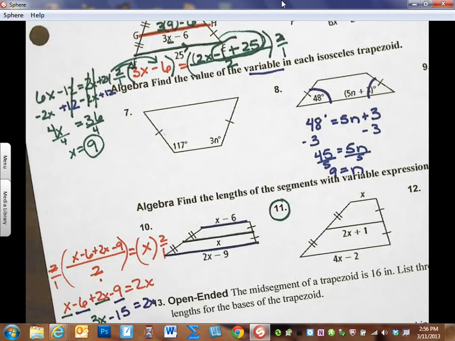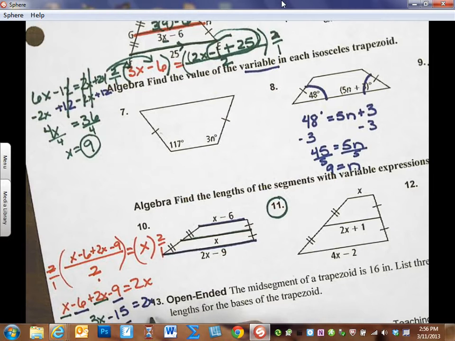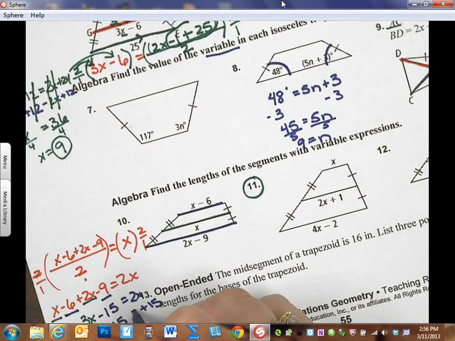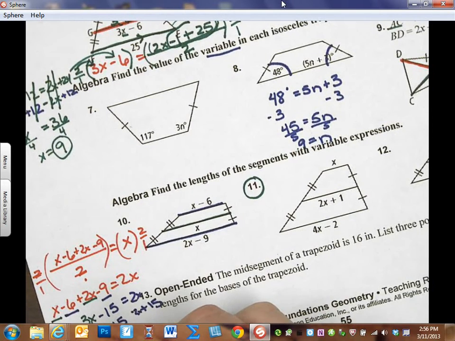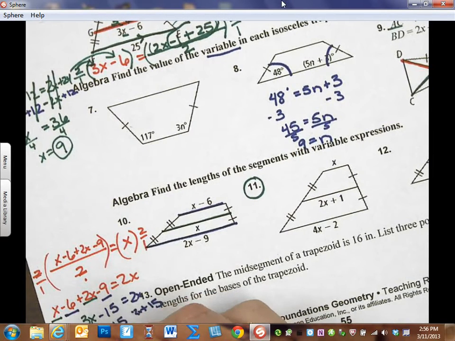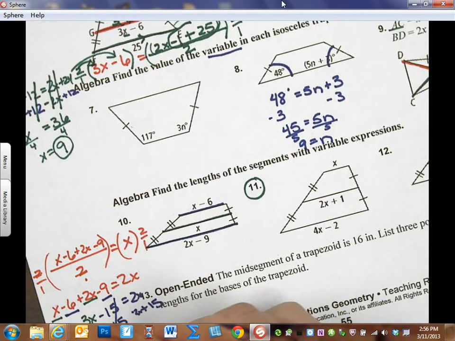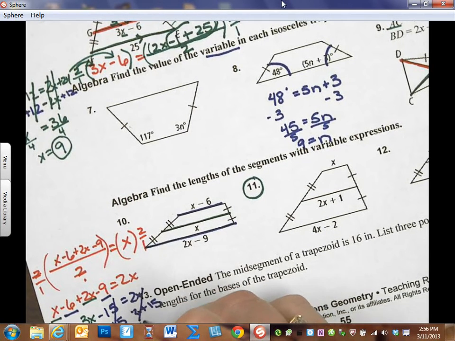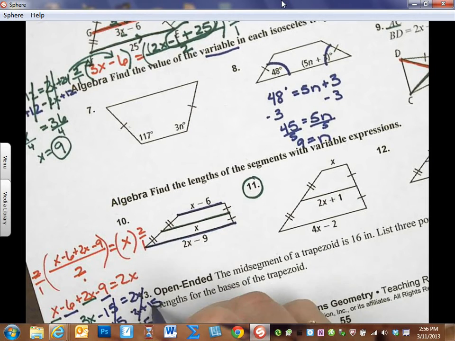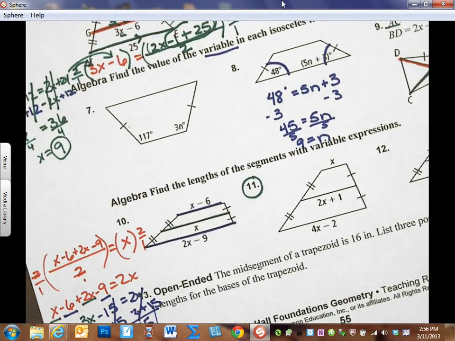So I'm going to add 15 to both sides, and I'm going to subtract my 2x on both sides. So then I know 3x minus 2x is just x. Negative 15 plus 15 is 0. 2x minus 2x is 0. And then I have a positive 15. So right there's your answer. The length of that side, the green side, is 15.